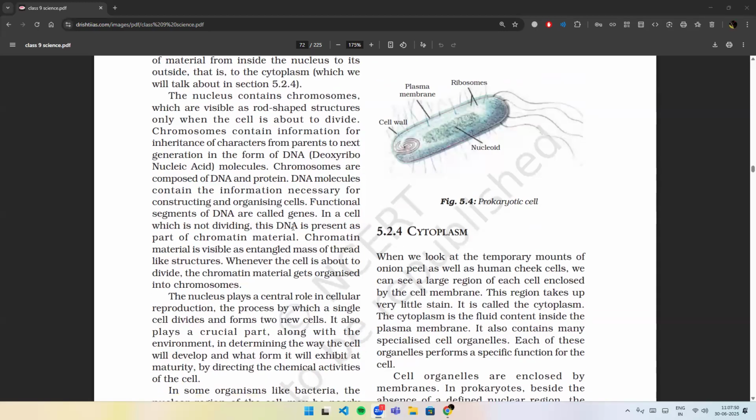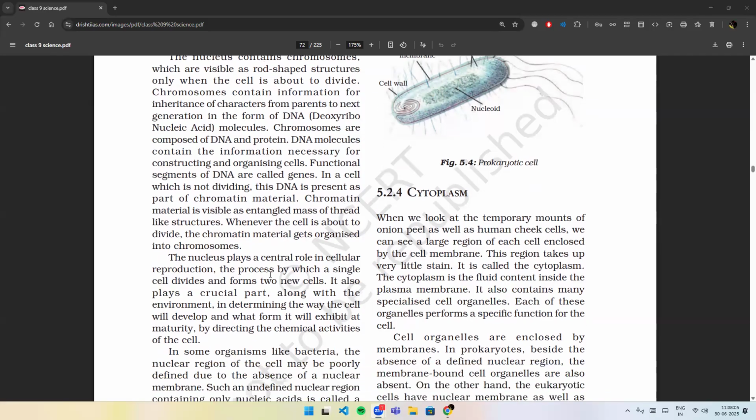DNA molecules contain the information necessary for constructing and organizing cells. Functional segments of DNA are called genes. In a cell which is not dividing, this DNA is present as part of chromatin material. Chromatin material is visible as an entangled mass of thread-like structures. Whenever the cell is about to divide, the chromatin material gets organized into chromosomes.